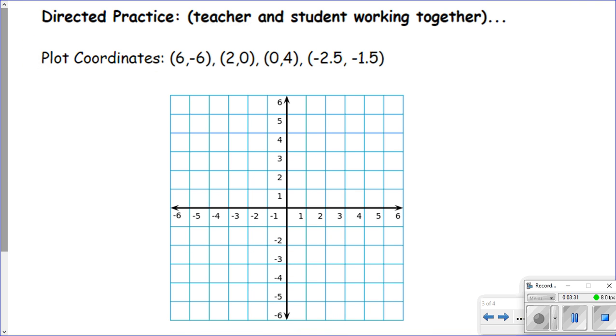One thing we should also get in the habit of doing is labeling our x and y axes. So (6, -6) is a positive x with a negative y, so I'm going over 6 to the right and down 6.